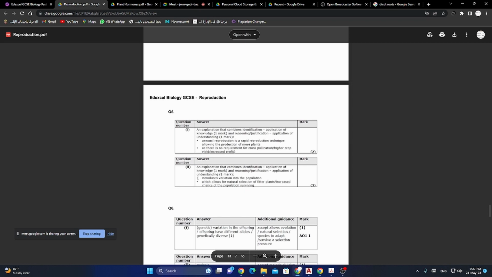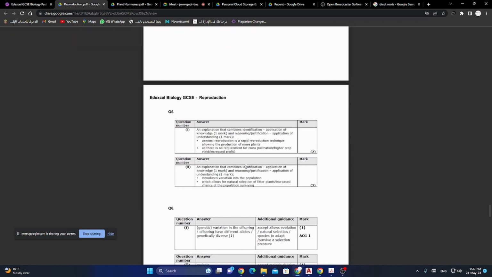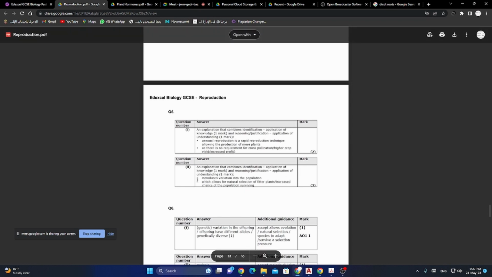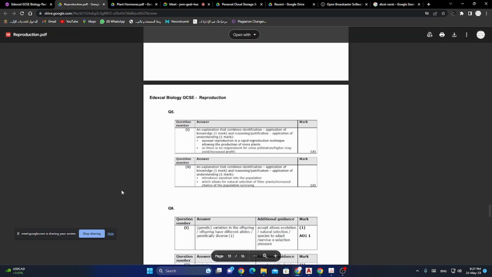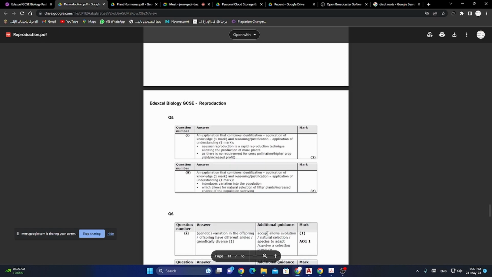Here, introduces variation, which allows for natural selection of fitter plants, increased chance of population surviving. Okay.